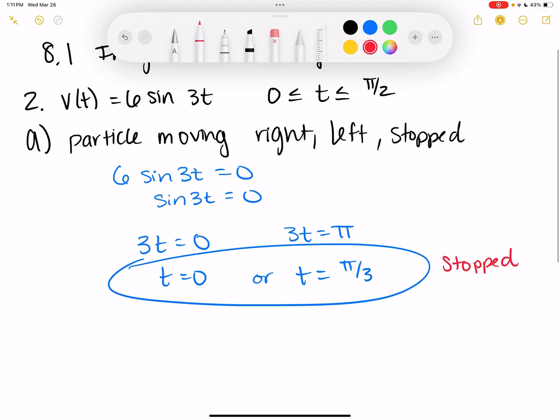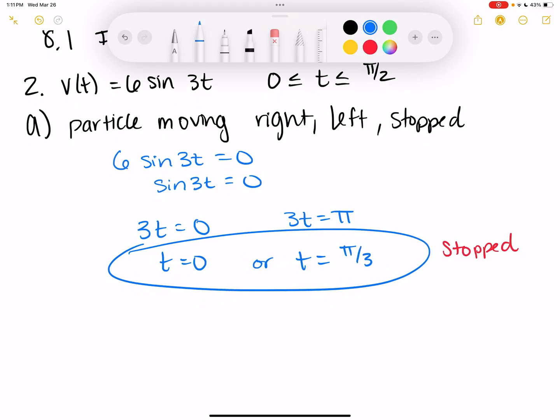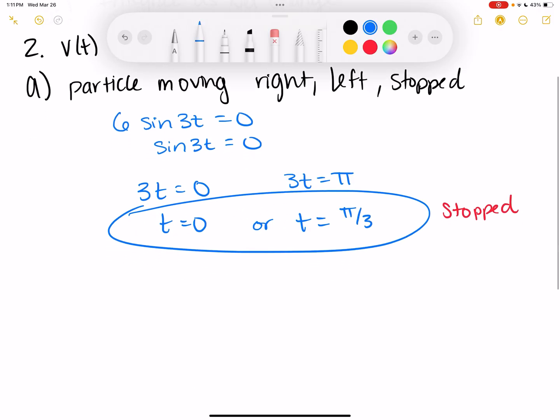So now I've got to break it into intervals from 0, less than t.